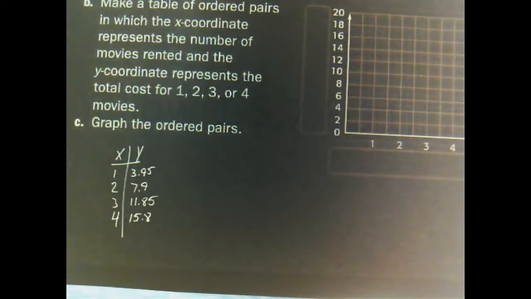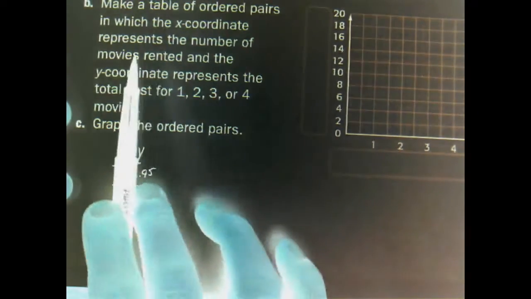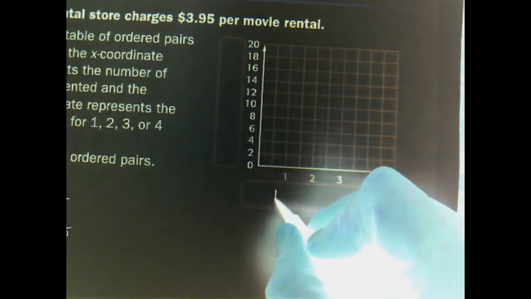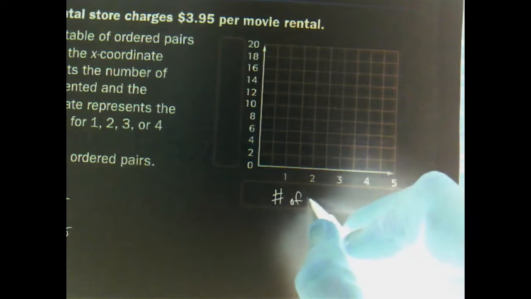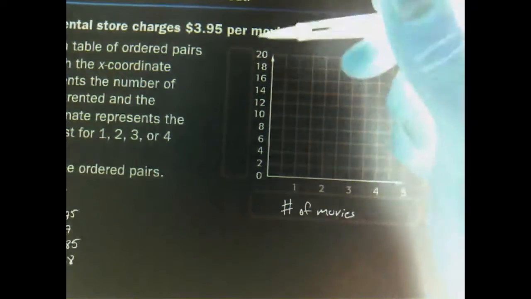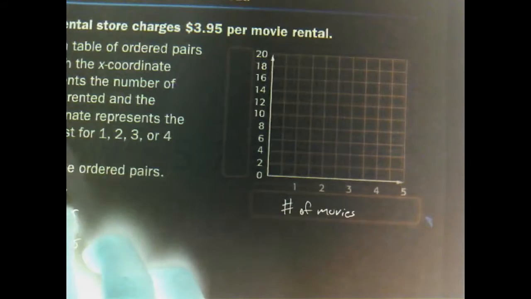Okay, and then it says graph the ordered pairs. So remember, our x represents the number of movies. So down on the x-axis I should have the number of movies. And then our y-coordinate represents the total cost. So on the y-axis, I should have total cost.